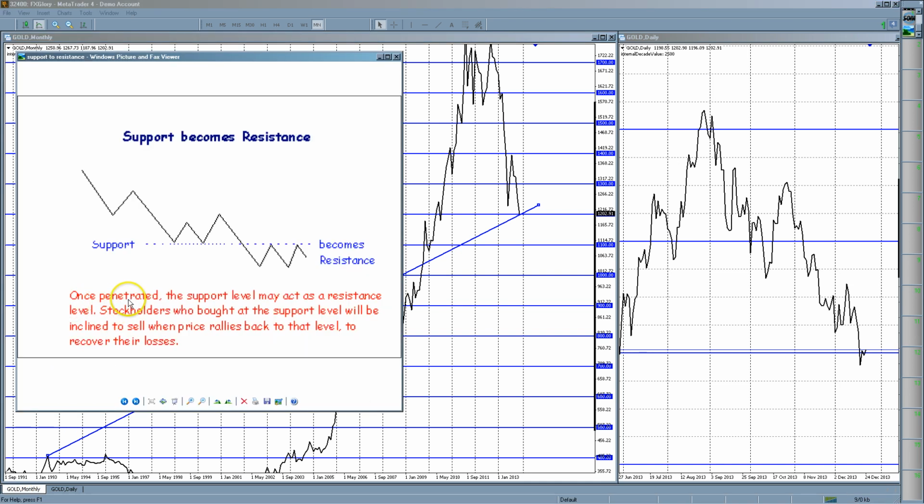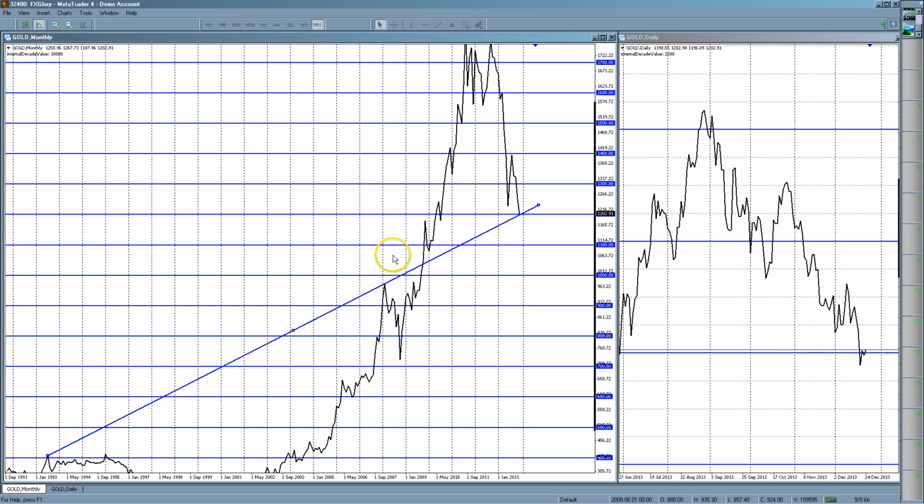That once penetrated, the support level may act as a resistance level. And the same thing would be true in the other direction, that the resistance will become support. The penetration part I don't know about, that's kind of naughty. So here's my support become resistance.